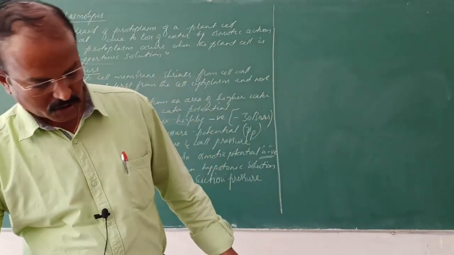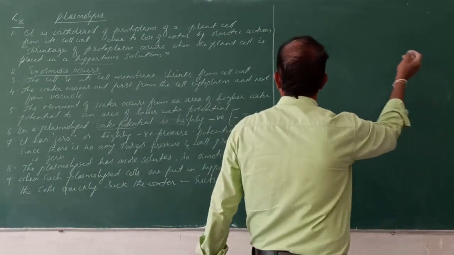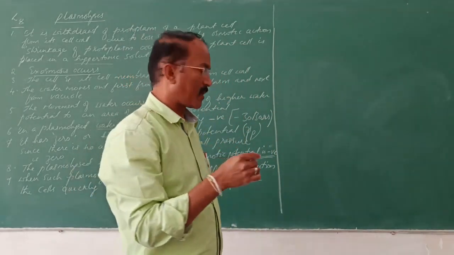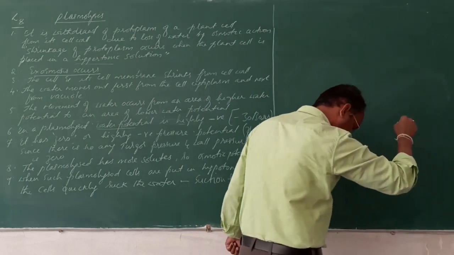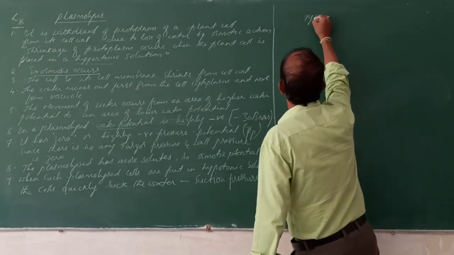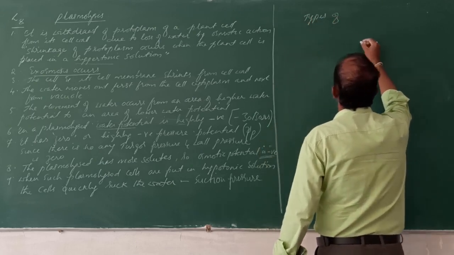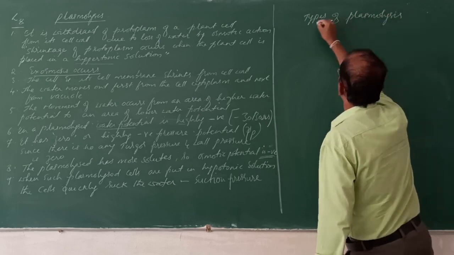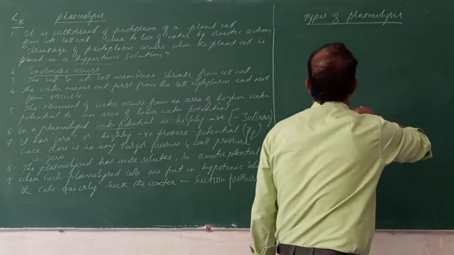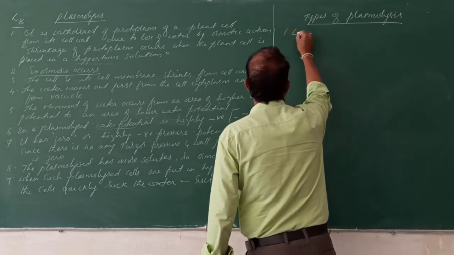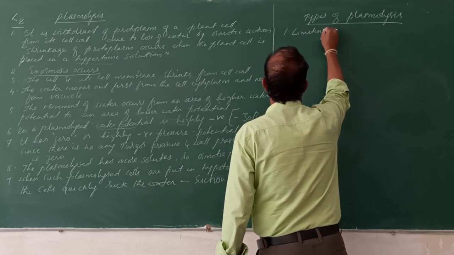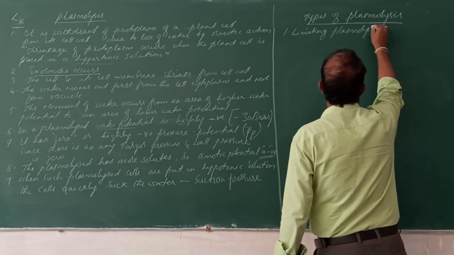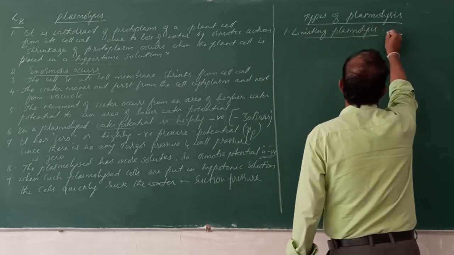Now, dear children, let us move on to the next. I think you understood about plasmolysis. Now, the types of plasmolysis. So what are the different types of plasmolysis? First one, limiting plasmolysis. What is limiting plasmolysis?